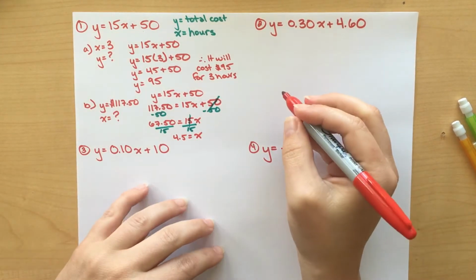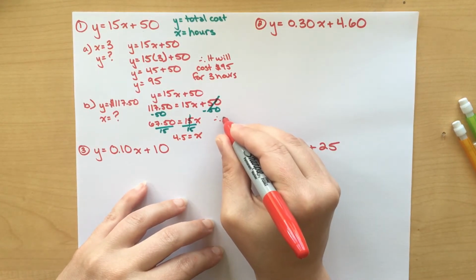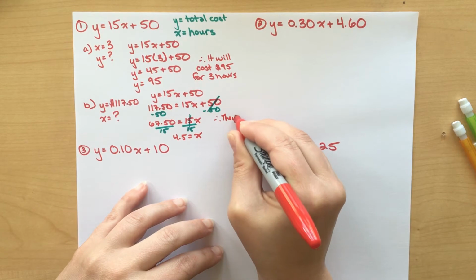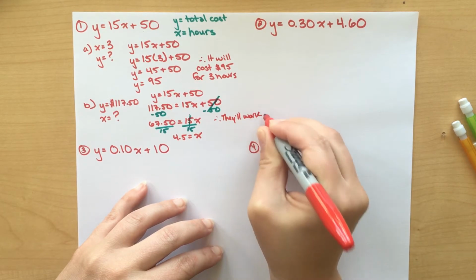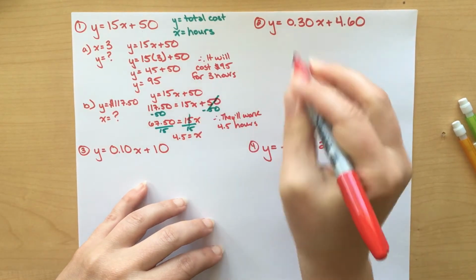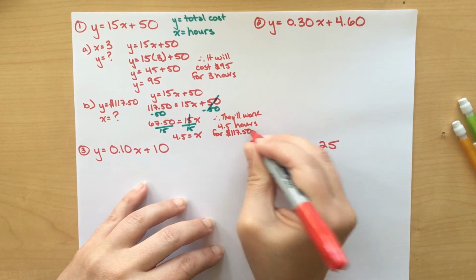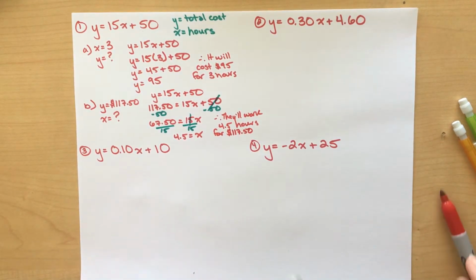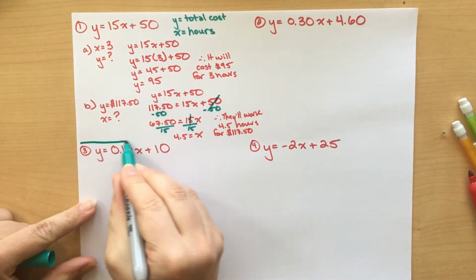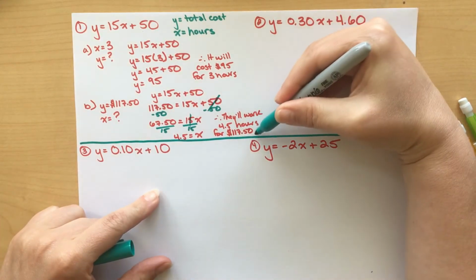So if I look at this, my therefore statement will be they'll work 4.5 hours, because we're talking about x, which is hours, for the $117.50. I'm just going to put a line here so we don't get confused. There we go. And one there.